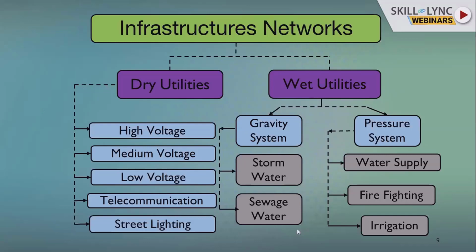Now wet utilities are related with water, or we can say, related with civil engineers. We have some pressure systems, we have gravity systems. So our stormwater comes into the gravity system. Any company you will see, they will have departments for dry utilities and wet utilities, and in these departments, these kinds of engineers work. So our stormwater system comes under wet utilities.